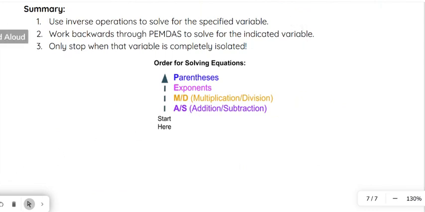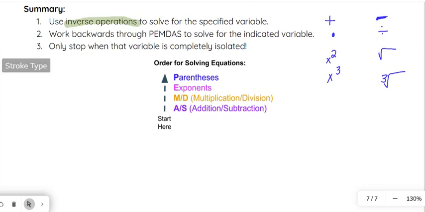So in summary, we always want to use inverse operations to solve for the specified variable. And just a reminder, opposite of addition is subtraction, opposite of multiplication is division, and vice versa for each of those. And then the opposite of squaring something is square rooting. The opposite of cubing something is cube rooting, just as a reminder of some inverse operations.